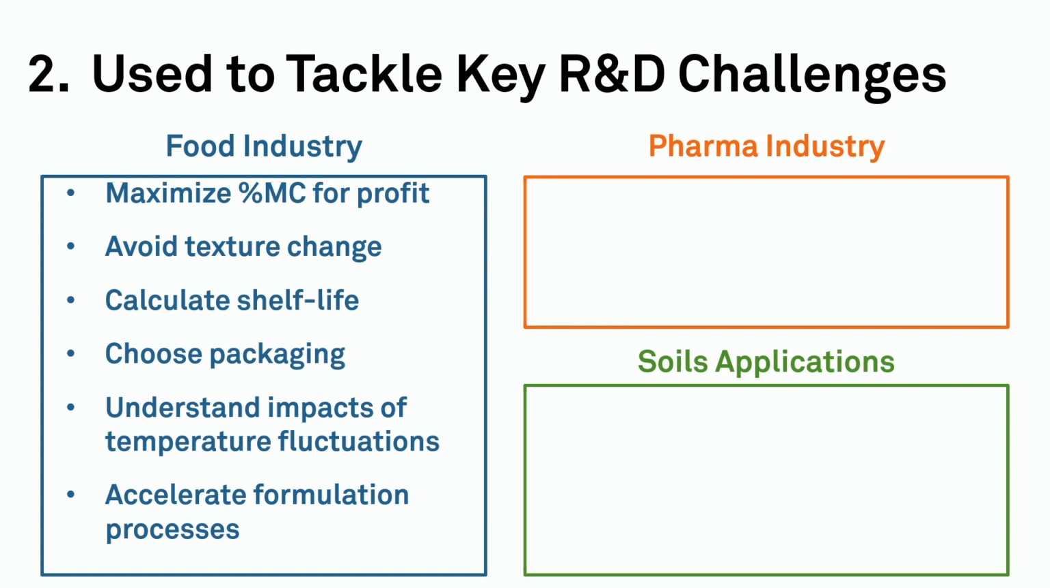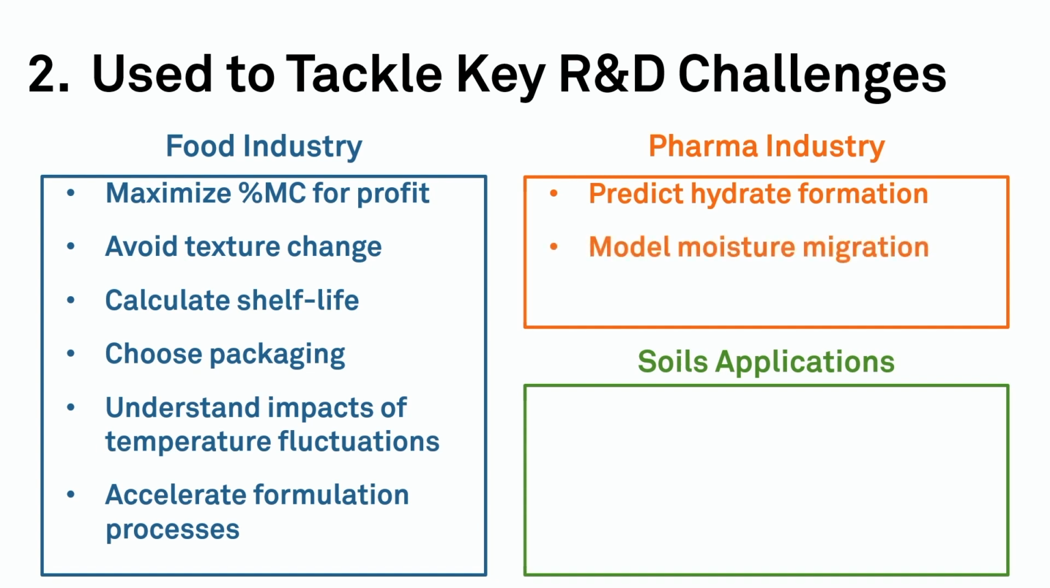The pharma industry might use some of these same challenges or use the same data to tackle these types of challenges, but in addition, they also use isotherms to predict hydrate formation, model moisture migration, especially between fill and capsule, and then choose excipients and compare relative hygroscopicity.